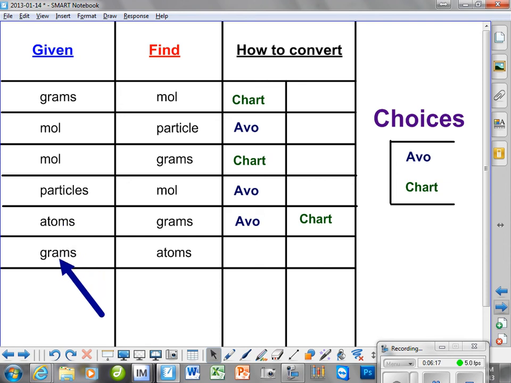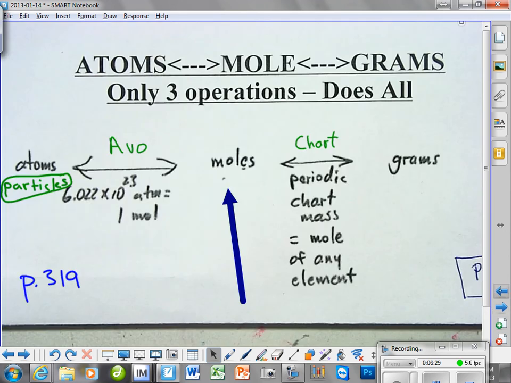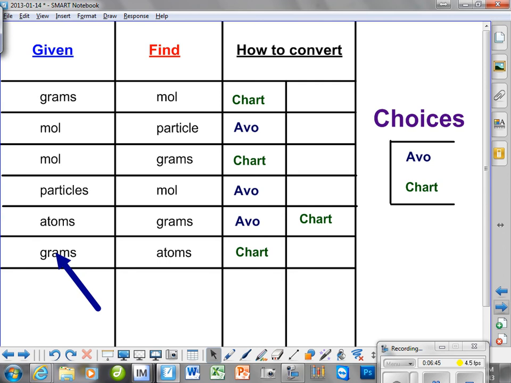And now let's look at grams to atoms. Well, this is the same thing in reverse. To get grams into moles, we've got to use the chart. And let's go back and look at it on the chart. You see, grams to moles, we've got to use the chart. And then we have to take the moles into atoms, and that's going to use AVO. And that's why we're going to have our three fractions again. And that's it. That's the way we do it. And hopefully this overview is going to help you really understand.